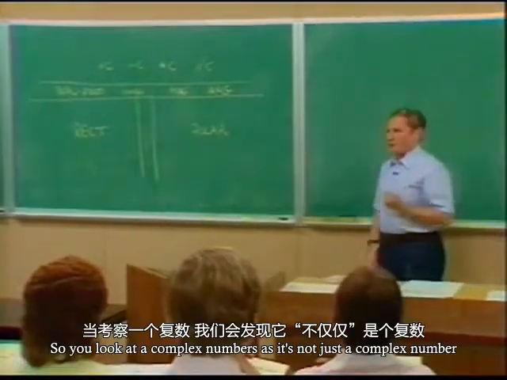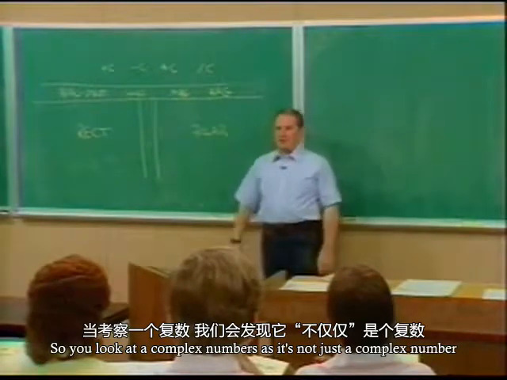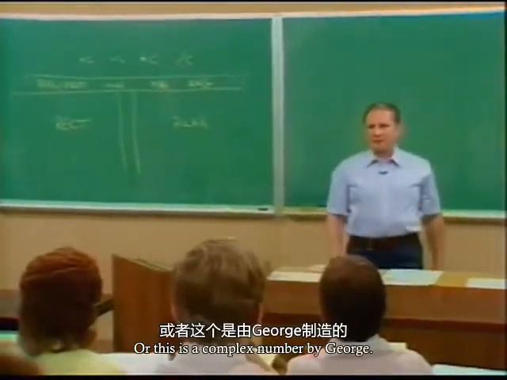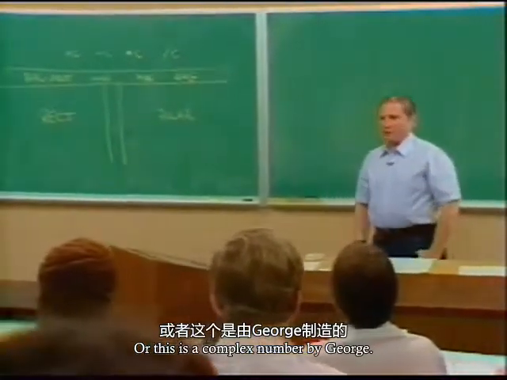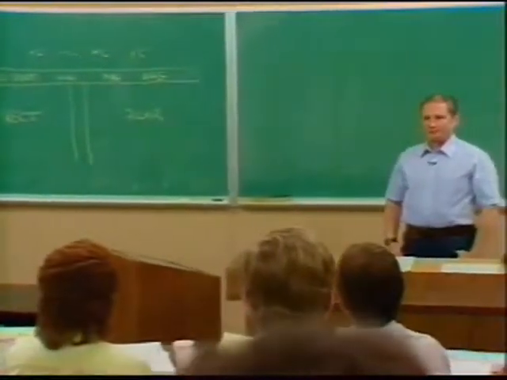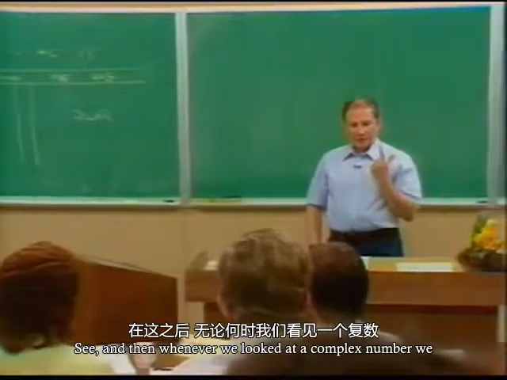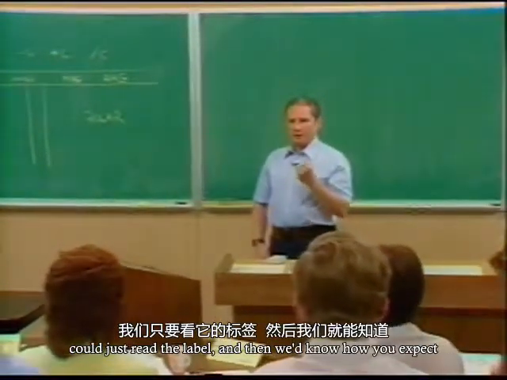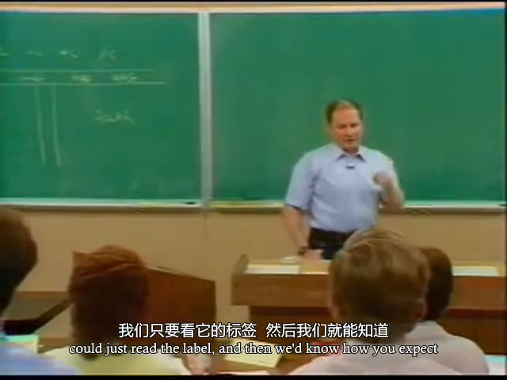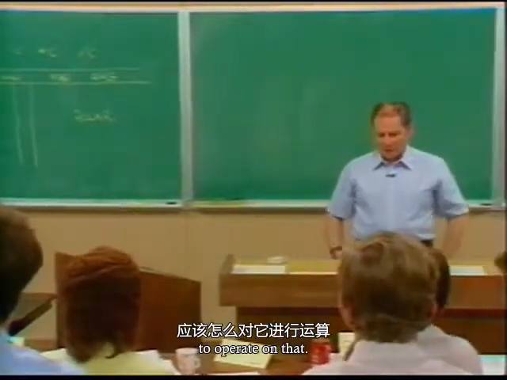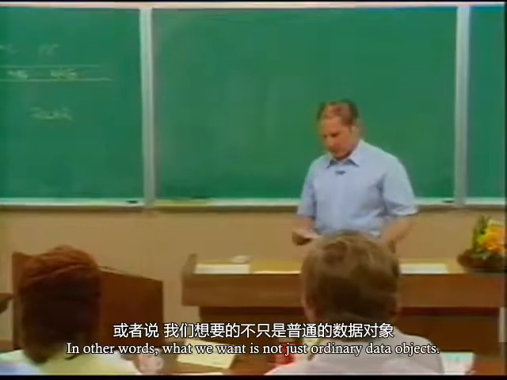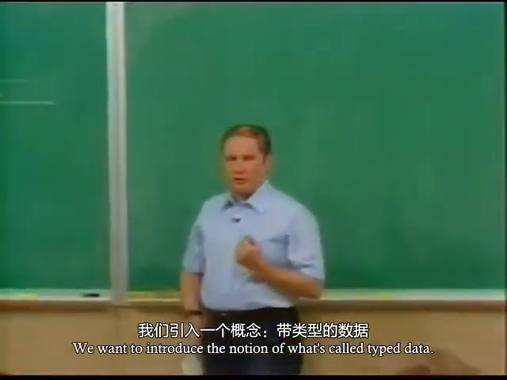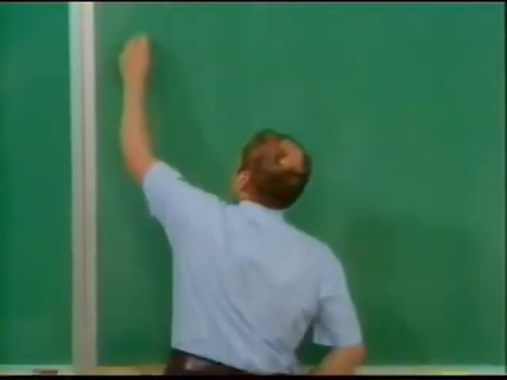Right? So you look at a complex number, it's not just a complex number, it's got a label on it. It says this one is by Martha. Right? Or this is a complex number by George. Right? They're signed. See, and then whenever we looked at a complex number, we could just read the label, and then we'd know how you expect to operate on that. In other words, what we want is not just ordinary data objects. We want to introduce the notion of what's called typed data.